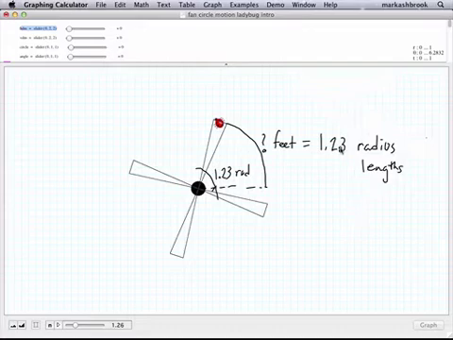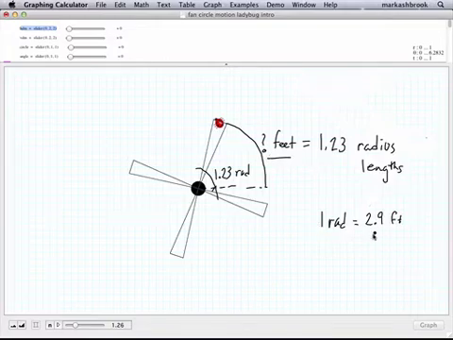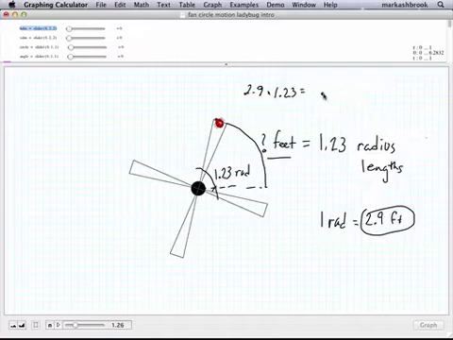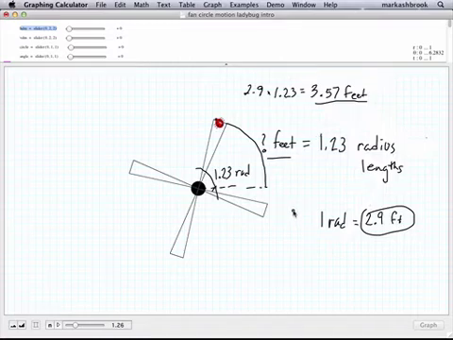So therefore, how many feet is that? If one radius equals 2.9 feet, then how would you find how many feet it went? It went 1.23 of those. So the number of feet would be 2.9, which is one radius length, times the number of radius lengths. Tell me again, 3.57 feet. And this goes back to the general formula: the radius times the number of radius lengths, which is the same value as the angle in radians, equals the total arc length.